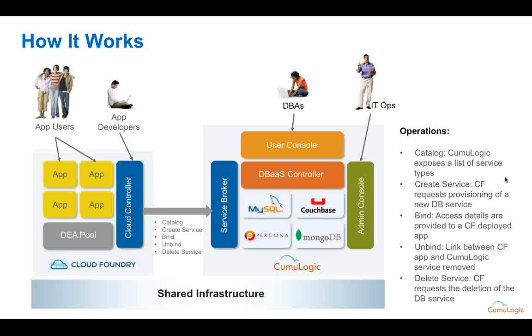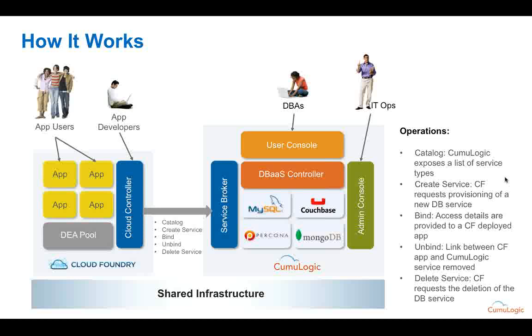It defines a catalog request, which will expose a number of service definitions, and in CumuLogic terminology, those are subscriptions. It then has to support the creation of services and the deletion of services, and then the binding and unbinding of those services to apps. We'll walk through some of those steps of the application workflow so you can see them live from the Cloud Foundry perspective as we go, again, into the demo.